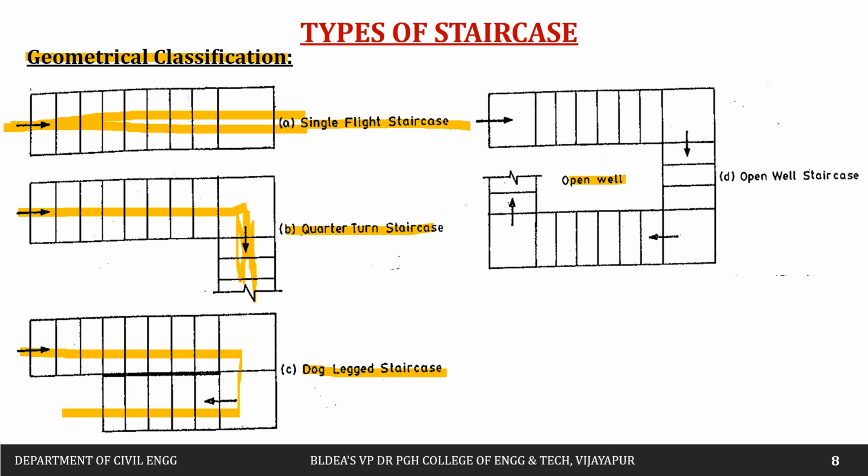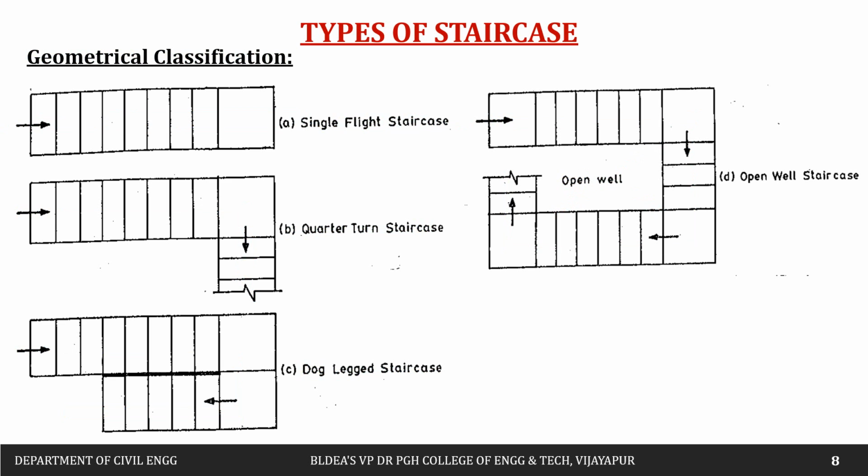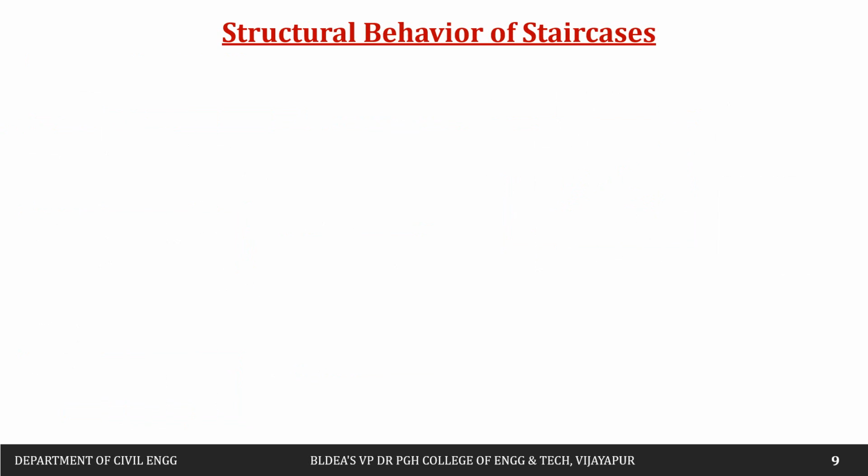Then next we have the open well staircase. Here you can see we have one flight, landing, next flight, landing, next flight, landing, again next flight, landing and flight. So here you can see we have the open well staircase. These are the basic geometrical classification of staircase.